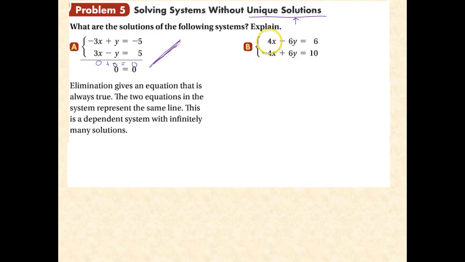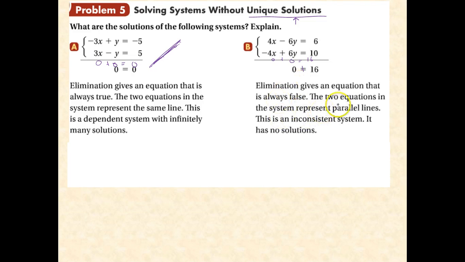What about this one? 4x minus 4x is 0. Negative 6y plus 6y is 0. 6 plus 10 is 16. So we get 0 equals 16, which is never true. So these two equations represent parallel lines that never intersect. Therefore, it is an inconsistent system, and it has no solutions.